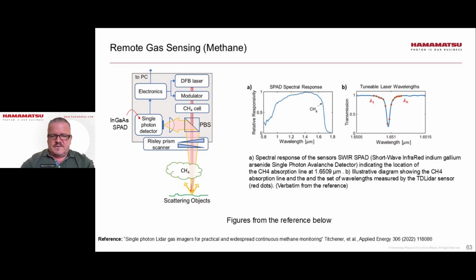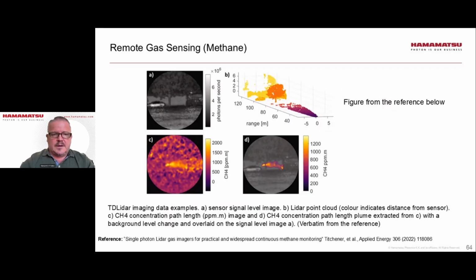Here on this slide, we have an example of an actual realization of this idea using a SPAD array, and on this slide we see visual results of that methane LiDAR. However, in panel D, removing background and other contributors, the bright feature here represents the distribution of methane in the field of view.